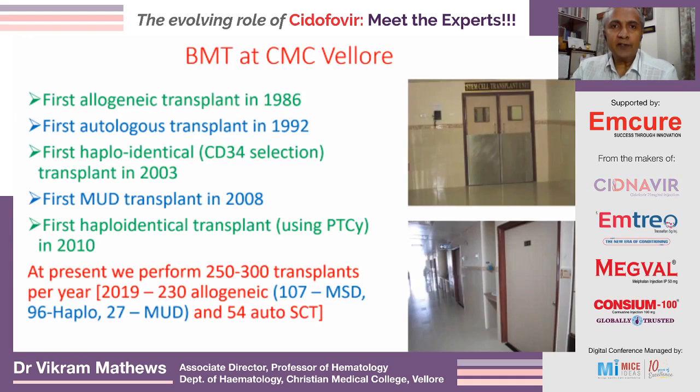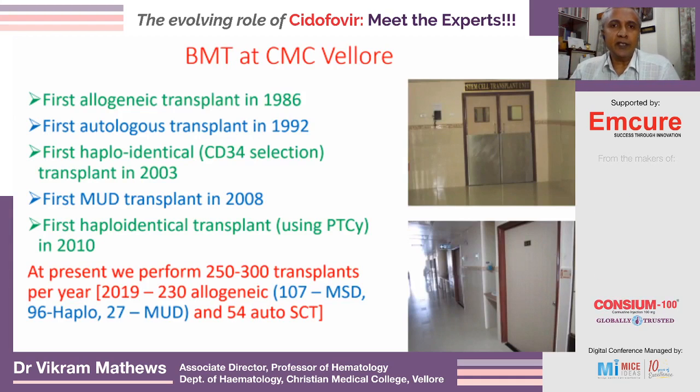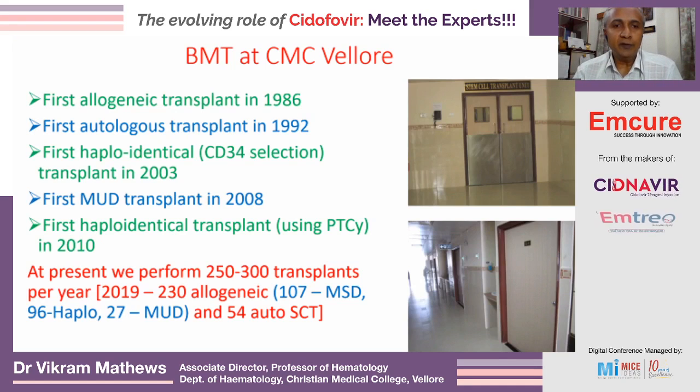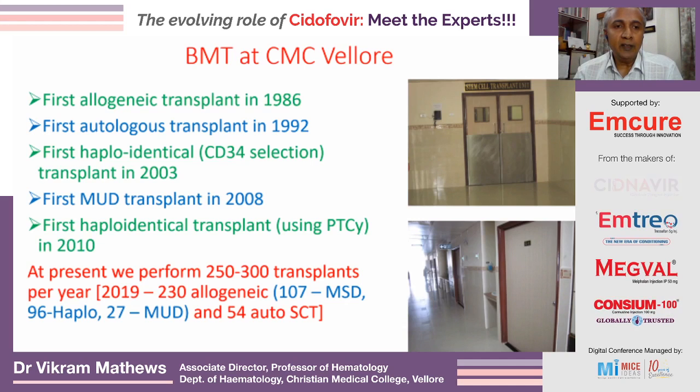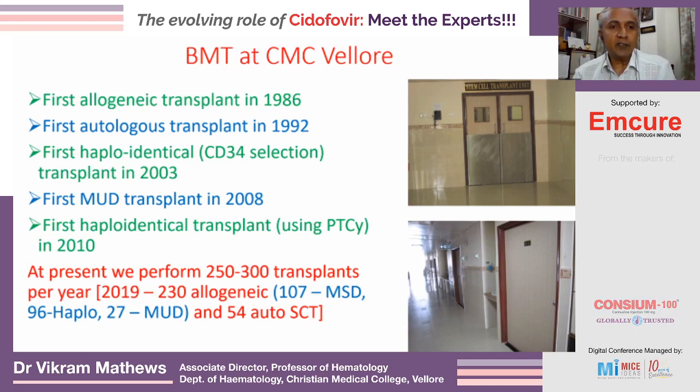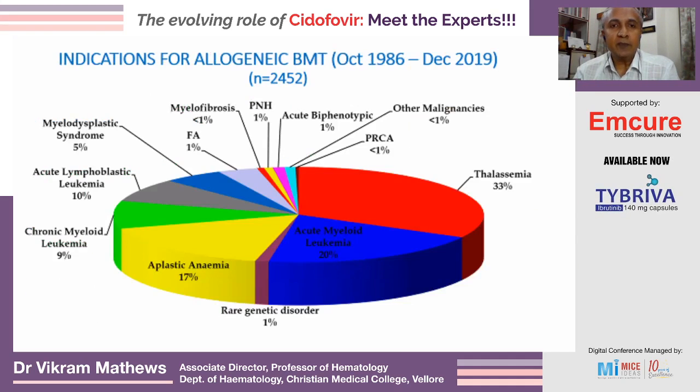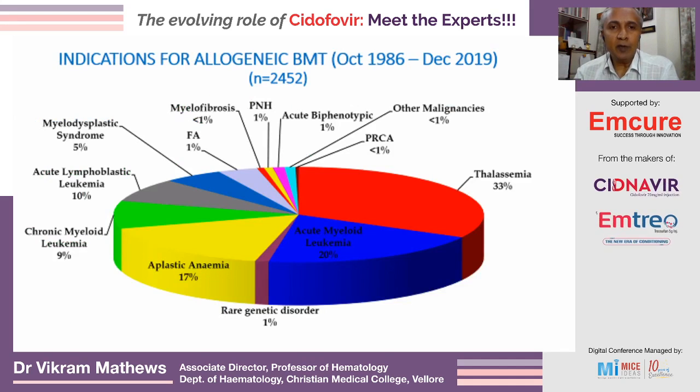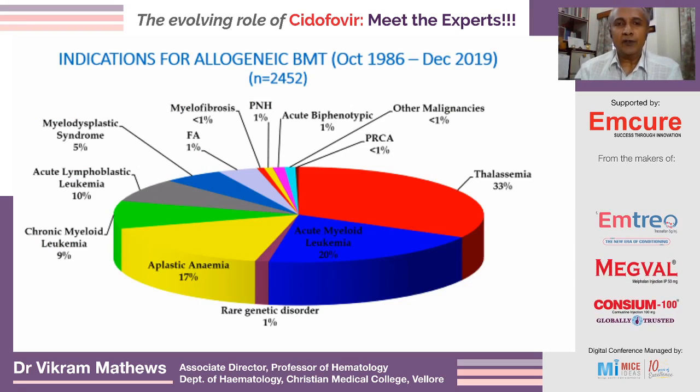At Vellore, we did our first transplant way back in 1986, the first autologous in 1992, a haplo in 2003, the first MUD in 2008, and the haploidentical PTCy from 2010. At present, we do about 250 to 300 transplants a year. You can see in 2019, of 230, there are increasingly more complex transplants being done, including 96 haplo and 27 MUDs. That's the split-up of the types of transplants we do. A third are hemoglobinopathies, another third aplastics, and most of the others are malignant disorders.